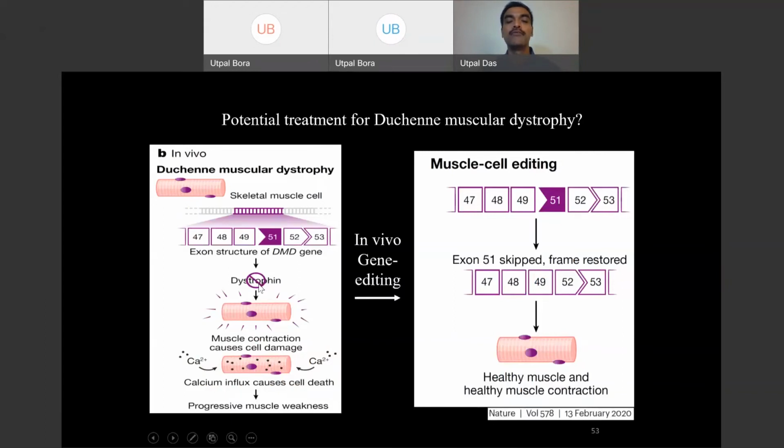So this non-functional dystrophin leads to muscle contraction, and that muscle contraction actually leads to tons and tons of calcium release, and that calcium actually is toxic to the cells. So cells die. So muscles become weaker and weaker. So in vivo gene editing technology, they have removed these bad exons from this particular gene, and they have almost corrected muscular dystrophy, and a healthy lifestyle can be maintained.